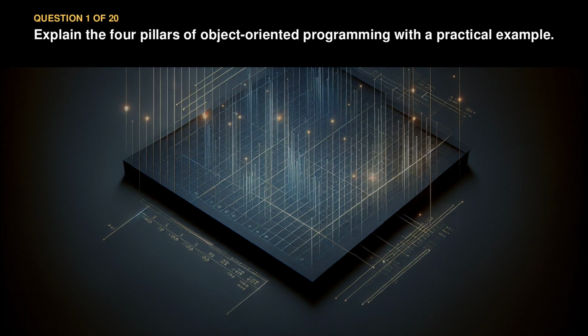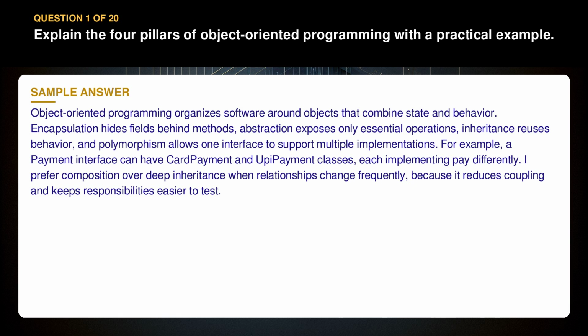Question 1. Explain the 4 pillars of object-oriented programming with a practical example. Object-oriented programming organizes software around objects that combine state and behavior. Encapsulation hides fields behind methods, abstraction exposes only essential operations, inheritance reuses behavior, and polymorphism allows one interface to support multiple implementations. For example, a payment interface can have card payment and UPI payment classes, each implementing pay differently.